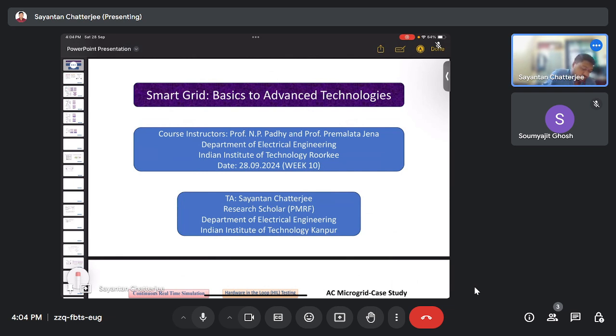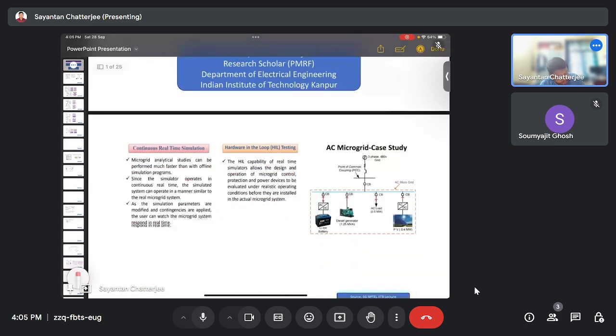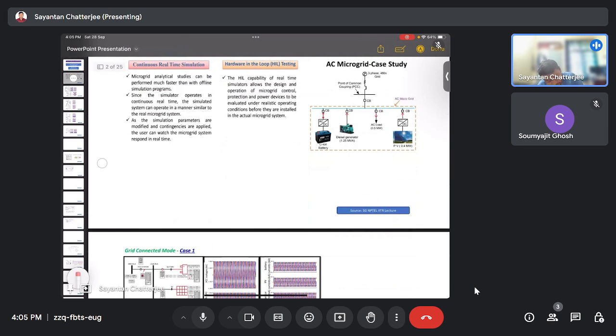So today we would be focusing on various aspects like the simulation, how the simulation or case studies of AC smart grid, AC microgrid are done, AC-DC hybrid microgrid, and DC microgrid. First, we will go step by step. First, we will do AC microgrid, then DC microgrid, then AC-DC hybrid microgrid.